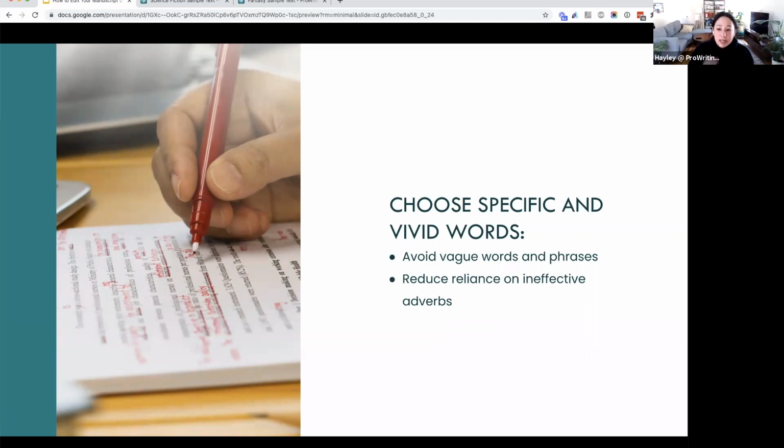The other thing that we need to make sure that we're doing is reducing our reliance on ineffective adverbs. So ineffective adverbs are adverbs that really don't add anything to our writing. We want to make sure that every single word that we have put into our manuscript is as important as possible. So rather than saying ran quickly, where you have two kind of ineffective words, you could say something like sprinted, which again is a more vivid picture and a more effective picture as well.